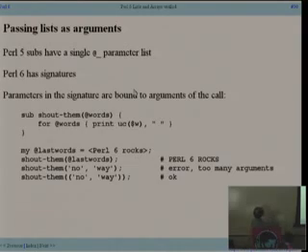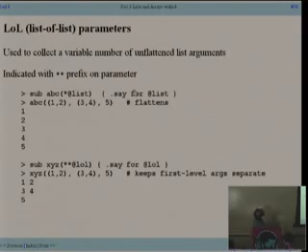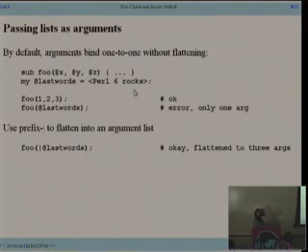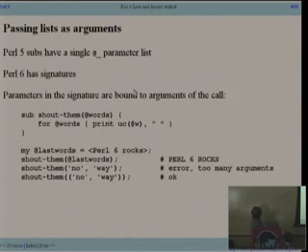Parameter passing with lists. I have 2 minutes left. See if there's anything that I really, really wanted to cover. I think I can get through these. Okay. Perl 5 subs have a single parameter list. It's @_. Perl 6 has signatures. And so the parameters in the signature are bound to the arguments of the call.